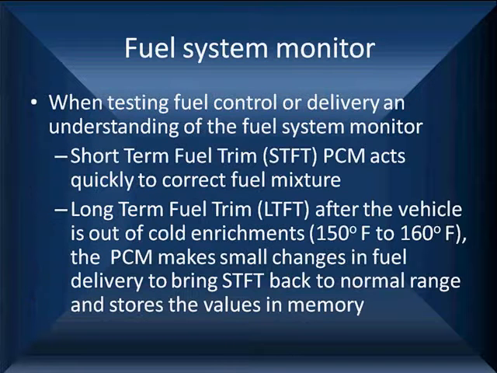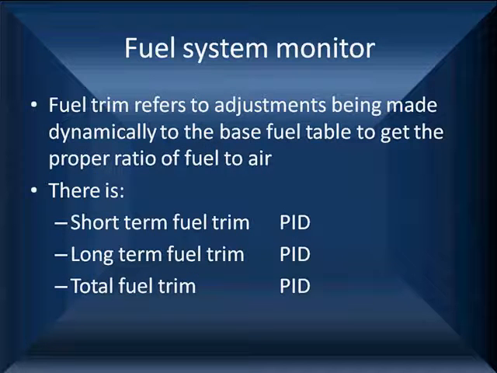Now, when testing fuel control delivery, you need to understand the monitor. It's going to use short-term fuel trim. The PCM acts quickly here to correct for fuel mixture. Long-term fuel trim comes in after the vehicle's out of cold and rich, between 150 and 160 degrees. The PCM will make small changes in fuel delivery to bring short-term back into the normal range and then store that into memory. It's a very organized way it stores into memory. We're going to talk about that. So short-term reacts quickly to incorrect mixture. We're going to talk about that when we look at the oxygen sensor. Let's talk about short-term and long-term.